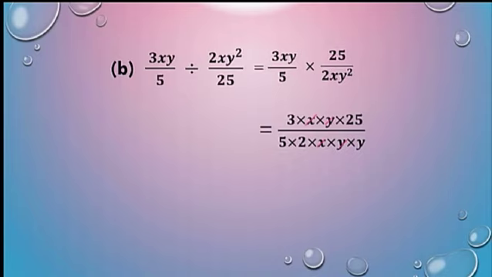So we have cancelled x and y. We can also divide 5 and 25 by 5. So we end up with 15 over 2y, because in the numerator we are left with 3 times 5, and in the denominator 2 times y. So the final answer here is 15 over 2y.